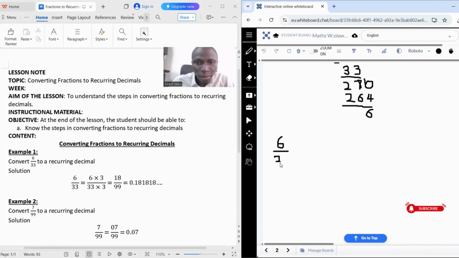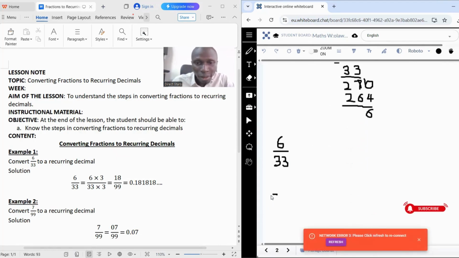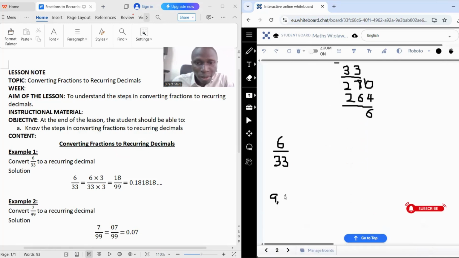If we have 6/33, we just have to make sure that the denominator has 9, 99, 999, 9,999, and so on. So what we want to do here is just to look for a number that we can use to multiply the denominator that is going to give us 99. And we're going to use that same number to multiply the numerator.